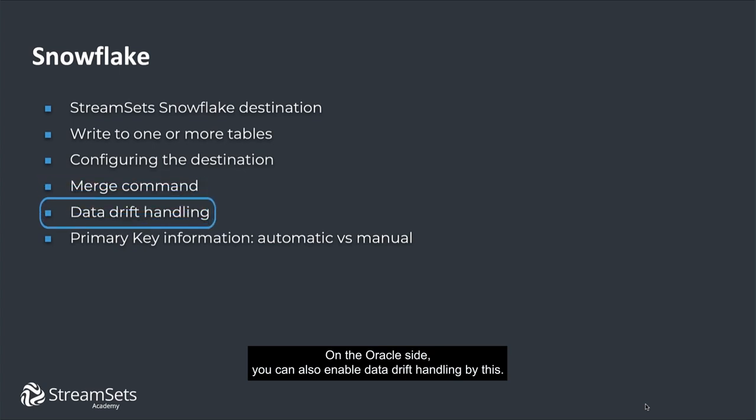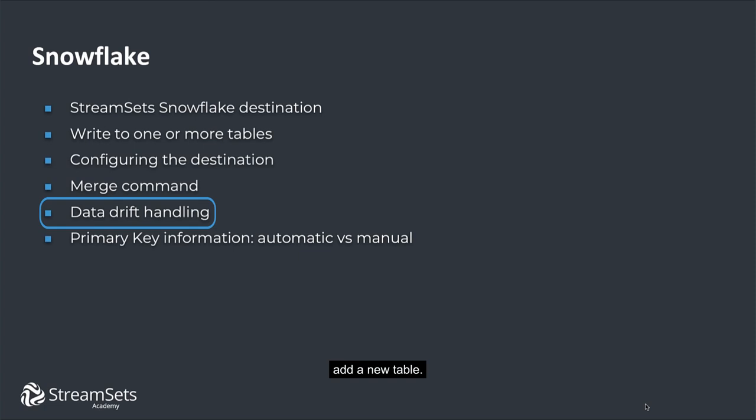You can also enable data drift handling. By this, if there is a change in the structure of the table or one of the underlying tables, then the same changes will be made on the Snowflake side automatically for you. So if you add a new column, it will be added in Snowflake. Add a new table, and that new table will be added in Snowflake as well. So you can enable this data drift handling so you don't have to make any changes. The pipeline does it for you.